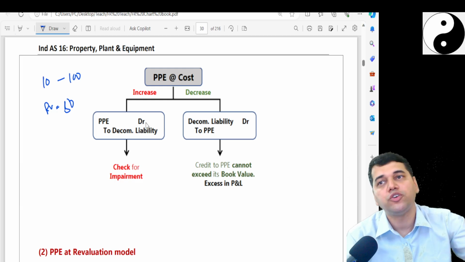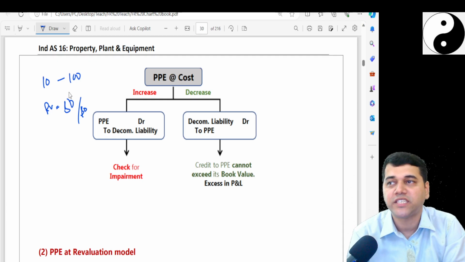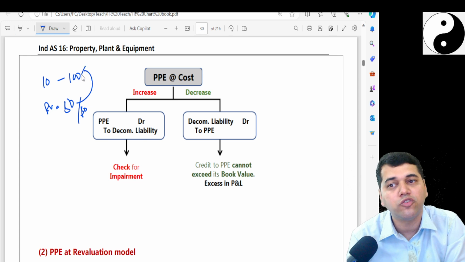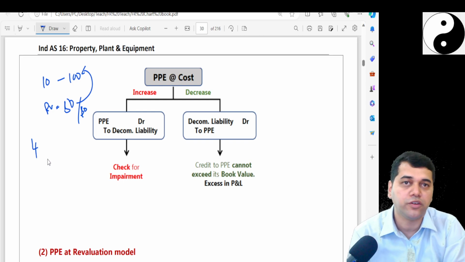Then PPE I started to depreciate for the next 10 years, this 50 divided by 10, 5 lakh rupees. And this unwinding of discounting I started to do. Interest expense, like this will move on and it's going to become 10 lakhs. How many years here? Over 4 years.